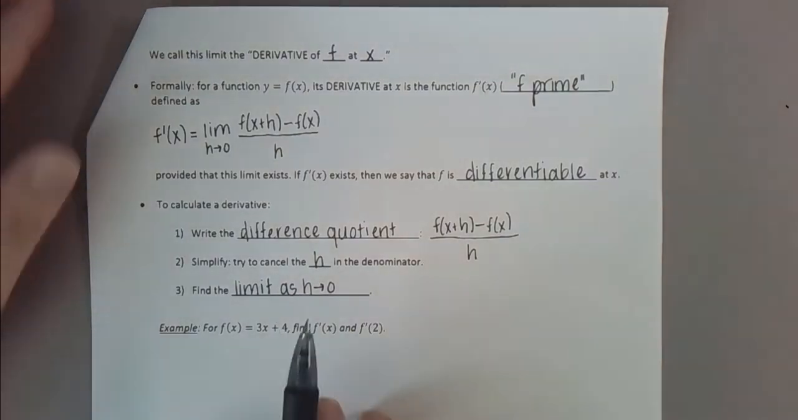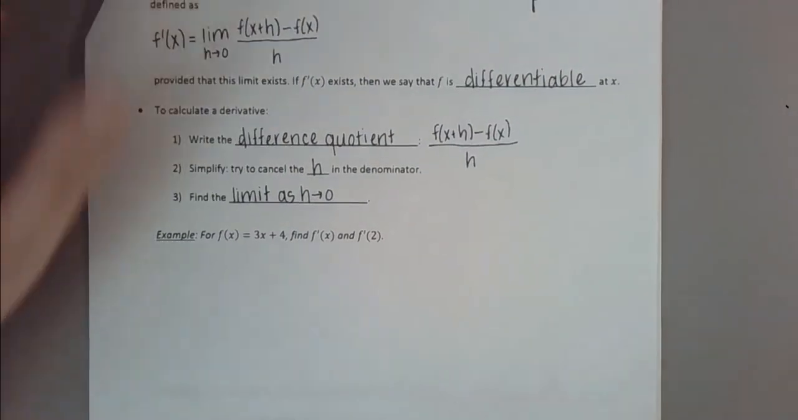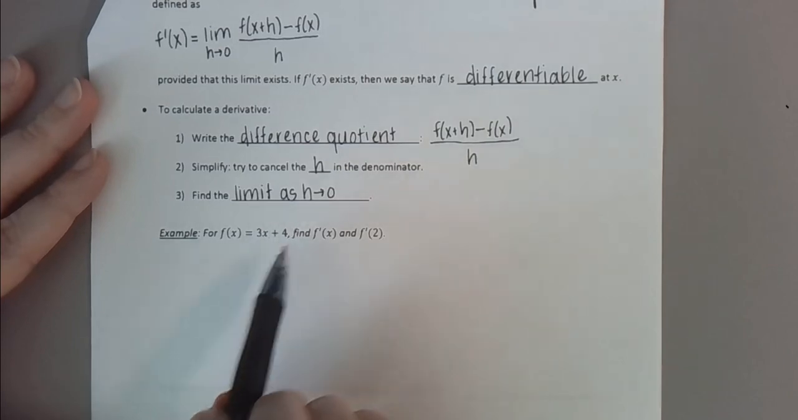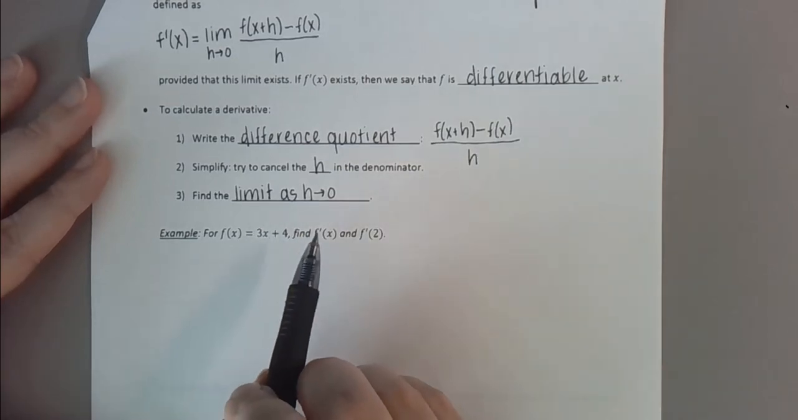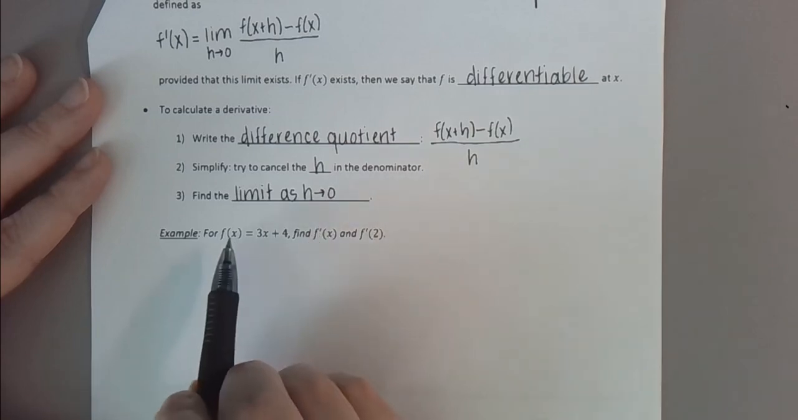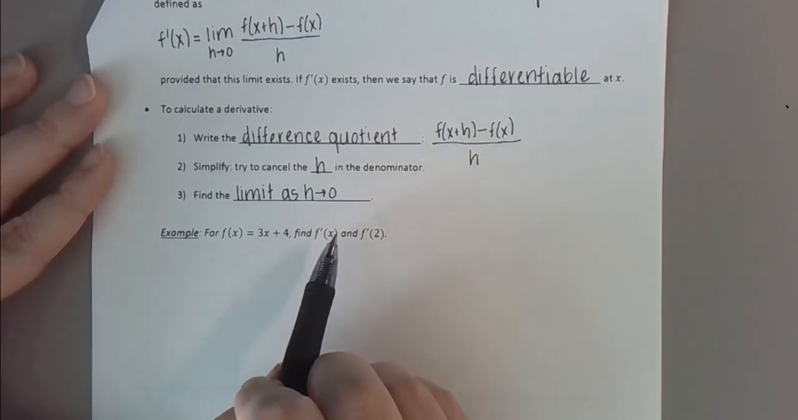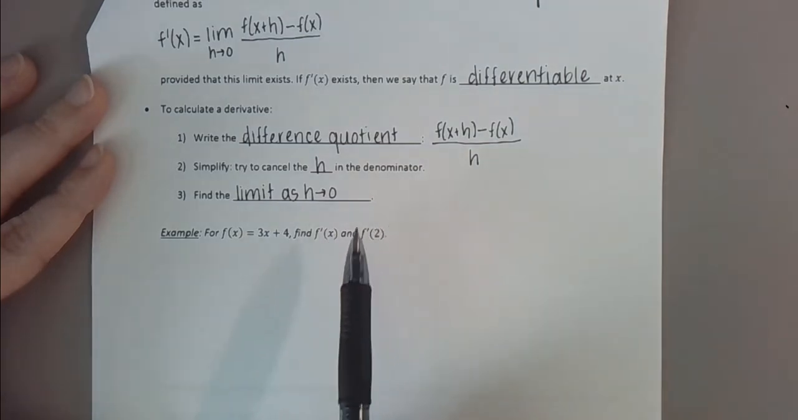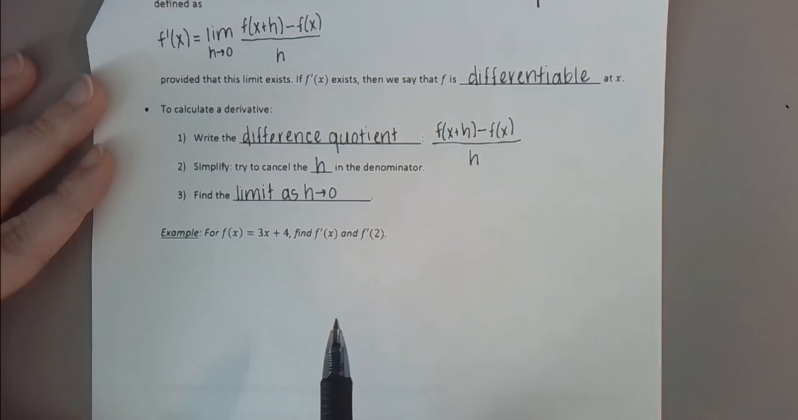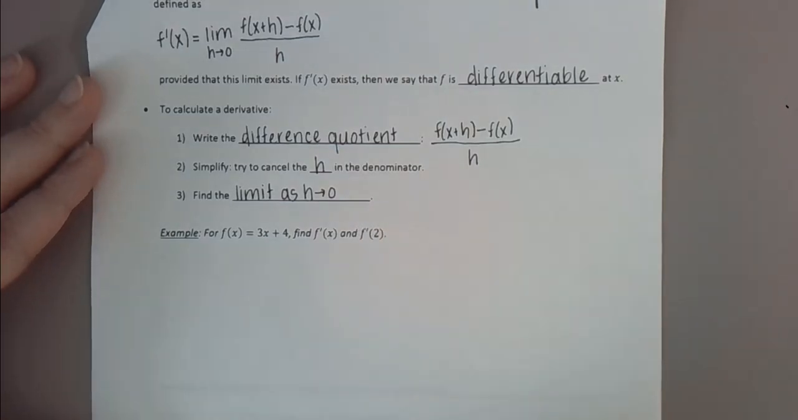So let's try an example. We want to, for this function, f of x is equal to 3x plus 4, so a linear function, pretty simple function. Number one, we want to find the derivative, f prime of x. That means take this function, find the derivative, and then we also want to evaluate the derivative, specifically with an x value of 2. And we'll explain in a minute what this really represents, what that really means.